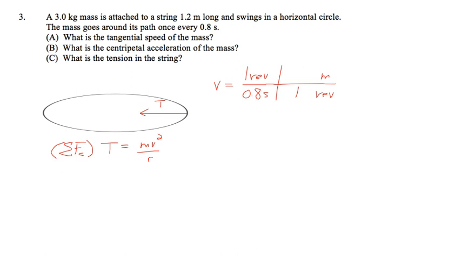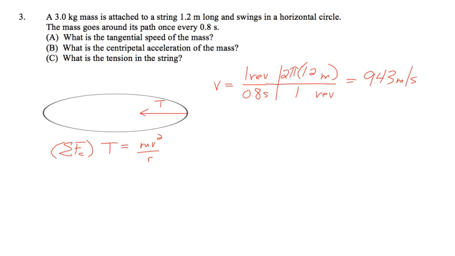So it's going to be 2 pi times 1.2 meters. And if you solve that, that's going to be your answer for part A. And I have 9.43. If you multiply that times that times that divided by that, I get 9.43 meters per second. So there's your part A.